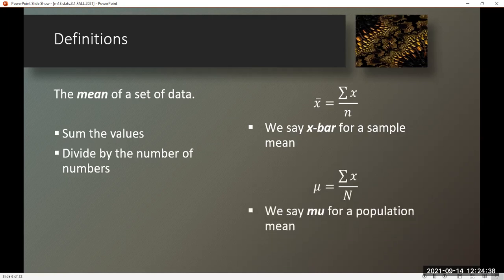We call a population mean by the Greek letter mu. Sum up all the values in the population and divide by the population size. You can see both those formulas are some form of add up the numbers and divide by the number of numbers. It's your basic average formula.